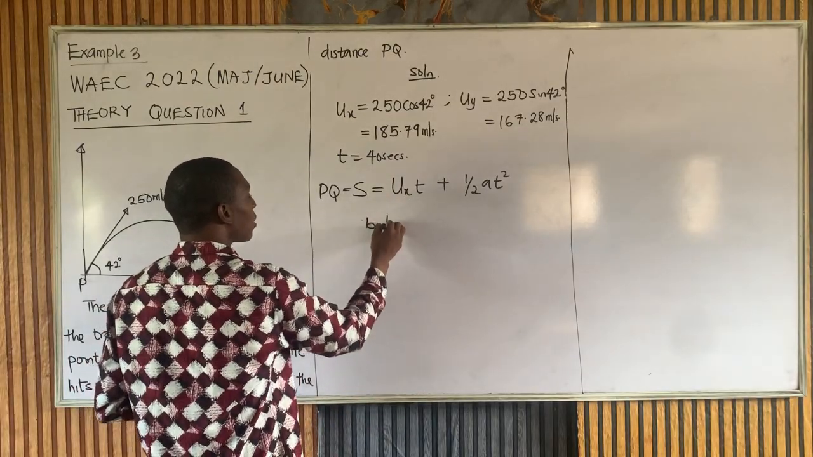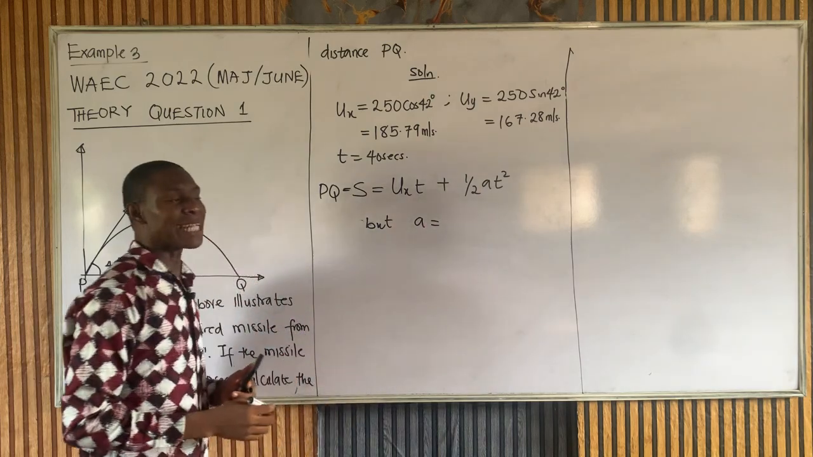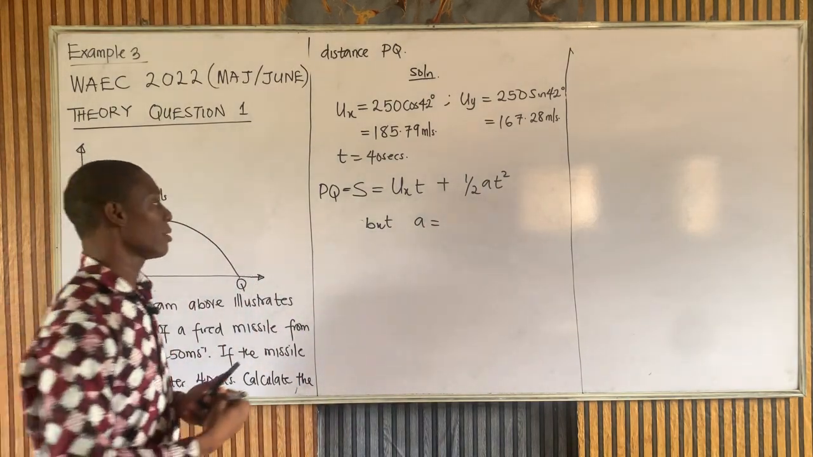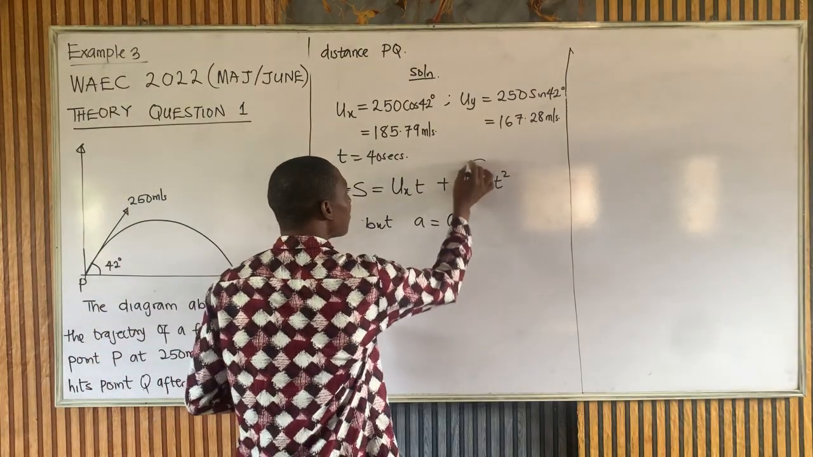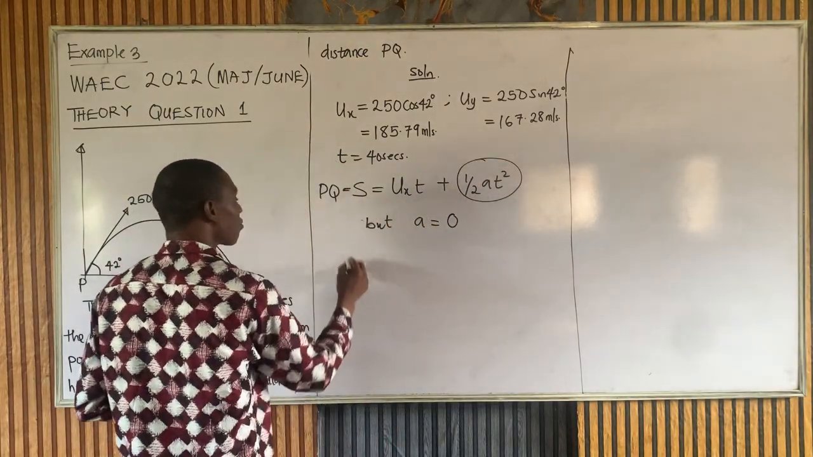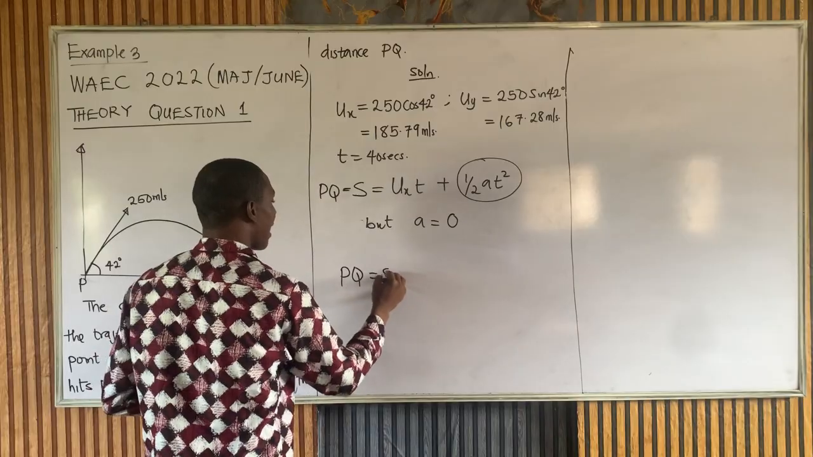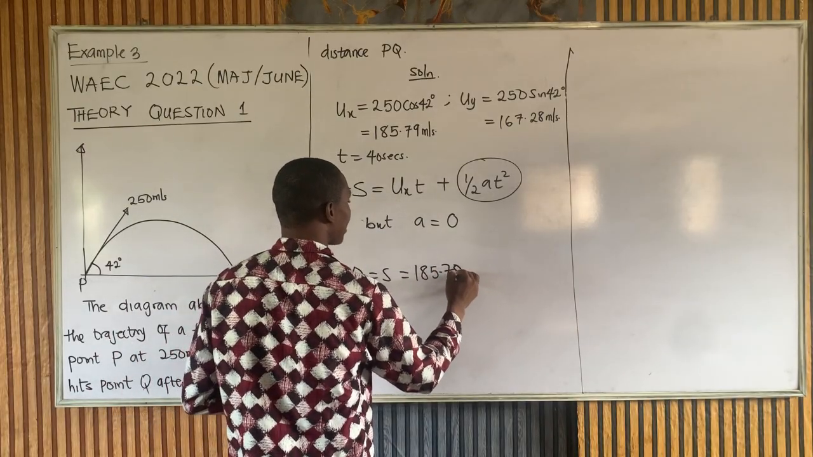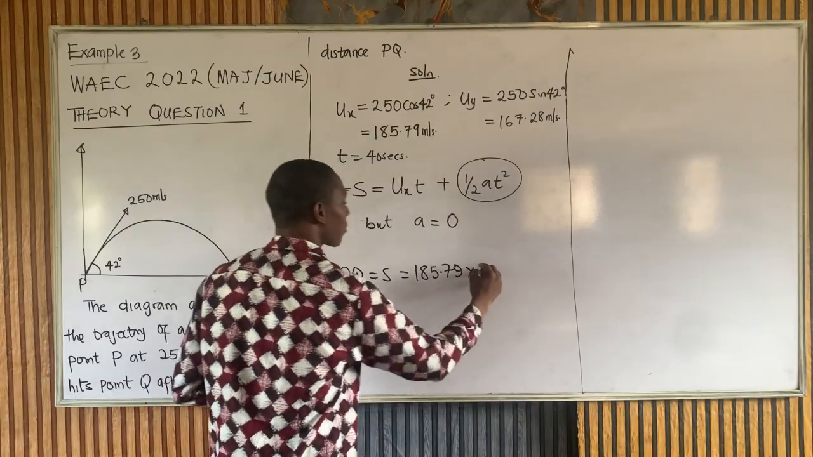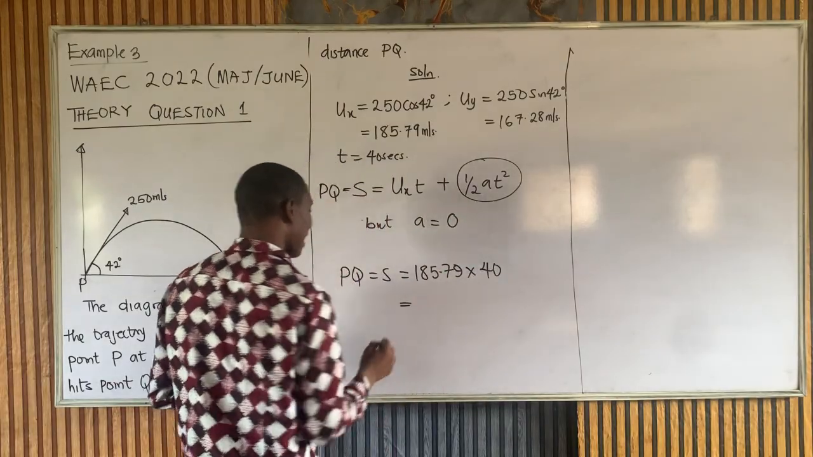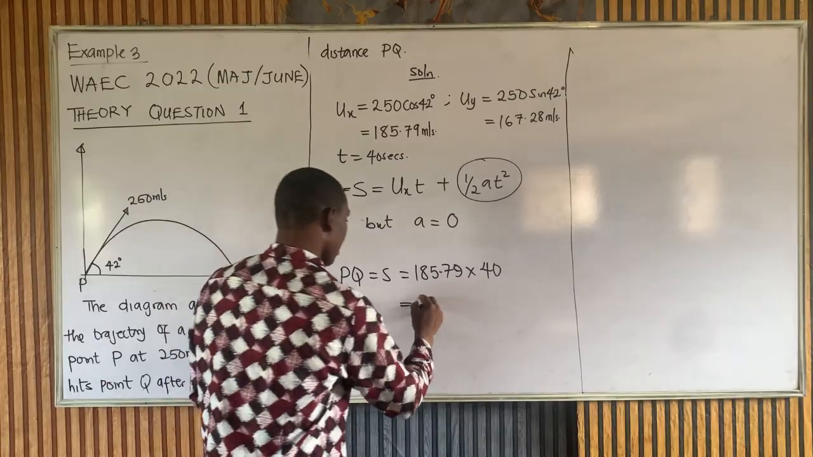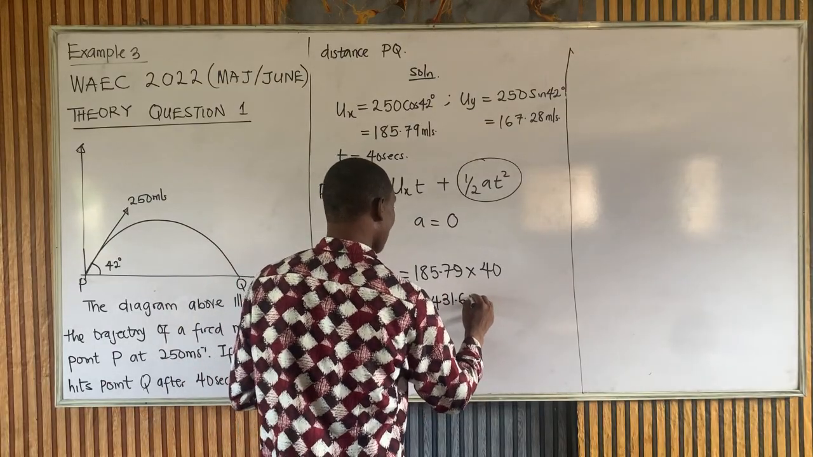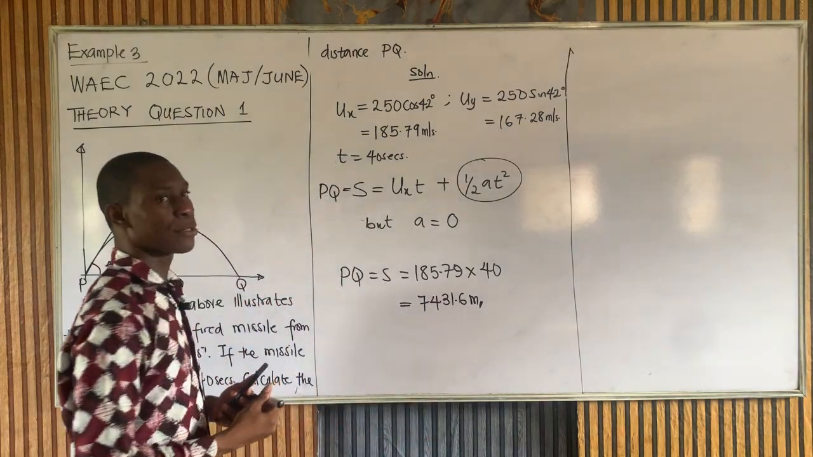But remember that once an object is thrown, that object cannot accelerate. A thrown object cannot accelerate actually, and so our a is 0. So everything here becomes 0. So we are left with PQ, which is our x, being equal to our ux, which is 185.79 multiplied by the time, 40 seconds. And that will simply give us 7,431.6 meters. That's the distance PQ.